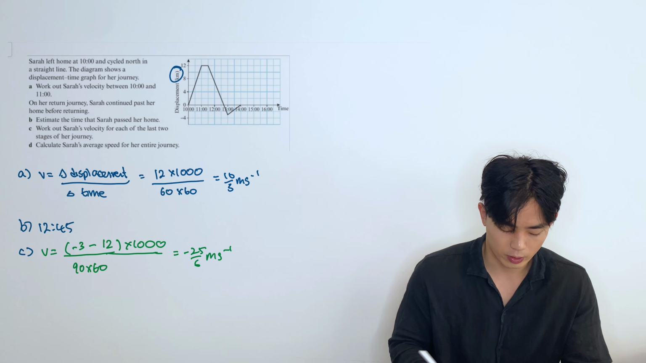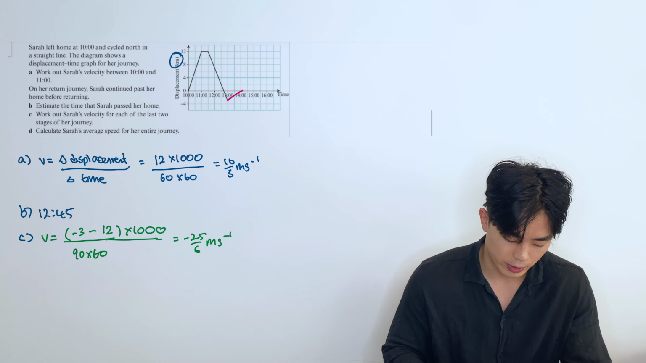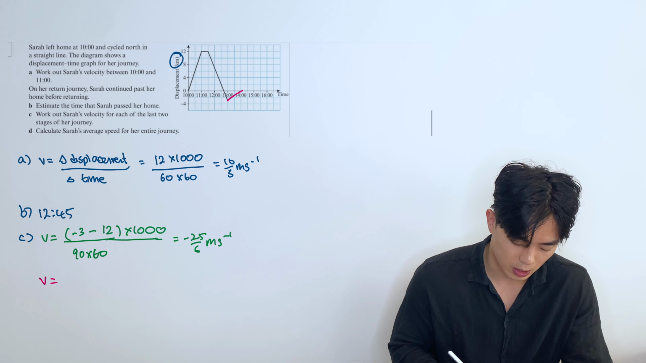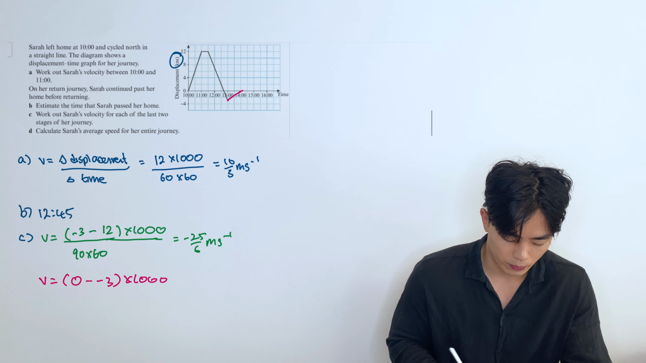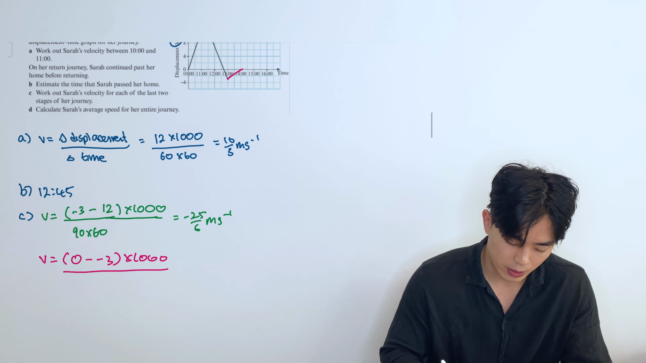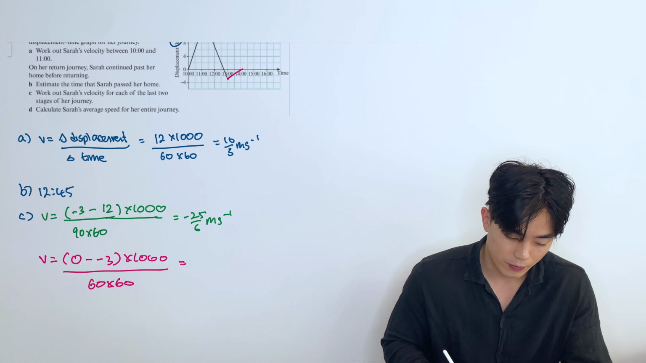meters per second. Okay. And the second last part will be when she goes back up again, right? So same thing, velocity is change in displacement. So final displacement will be 0 minus initial, which was -3. Times that by 1,000 to get into meters, and then we divide it by the time. It's from 1 to 2, so that's just 60 minutes, so 60 times 60, and we should get a value of 5/6 meters per second.